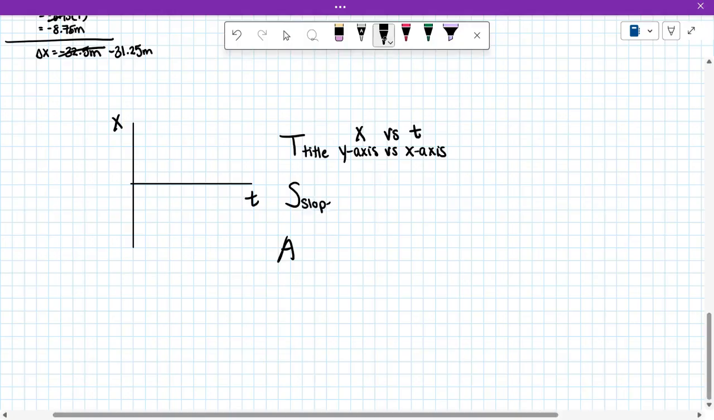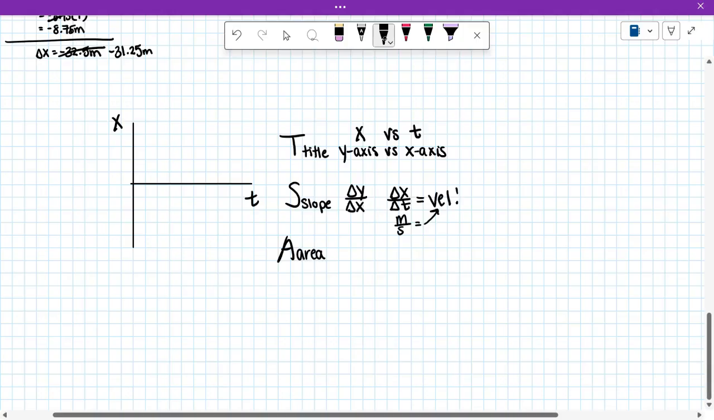S stands for slope, meaning what could the slope represent? In general, slope is found by doing change in y over change in x. So for this position versus time graph, change in position over change in time, which rings a bell to me as velocity. And if I forgot, I could look at the units and say, oh, well, I know x is measured in meters and time is measured in seconds, and oh, those are the units for velocity.